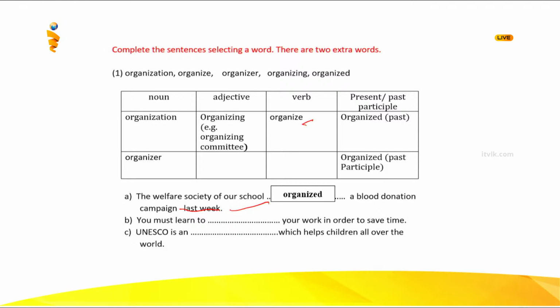Next one. You must learn to blank your work in order to save time. So what can be the answer? You must learn to blank your work. What is it? Organize. You must learn to organize your work in order to save time. Next one. UNESCO is an blank which helps children all over the world. UNESCO is, what is it? It's a noun. UNESCO is an organization which helps children all over the world.